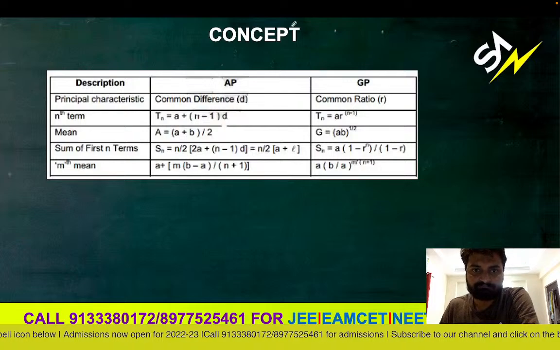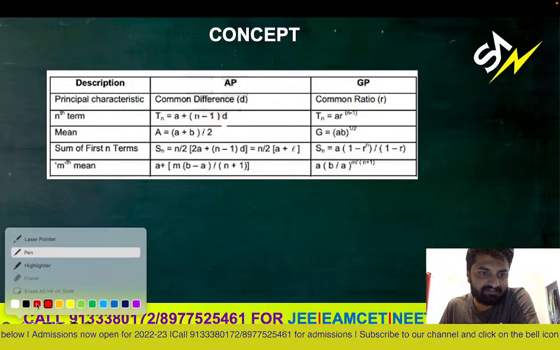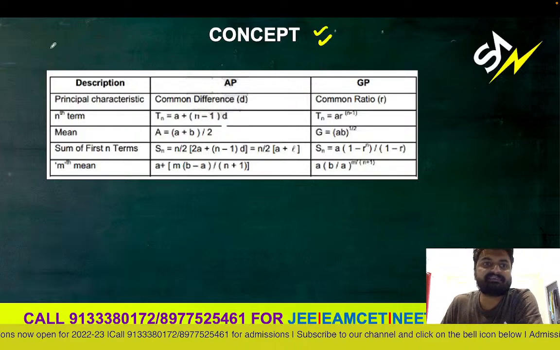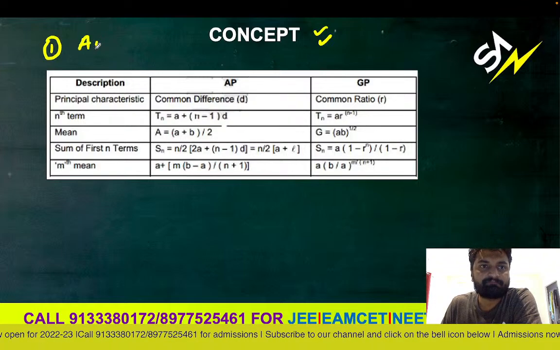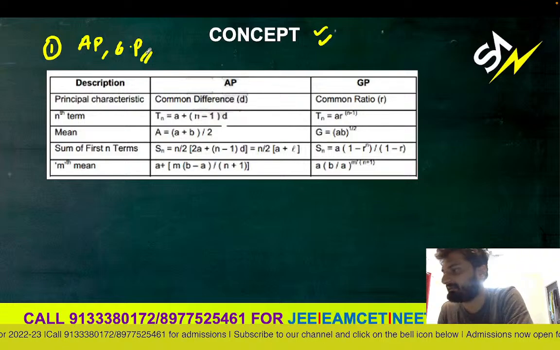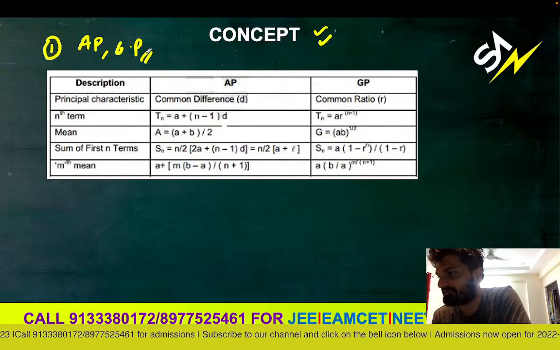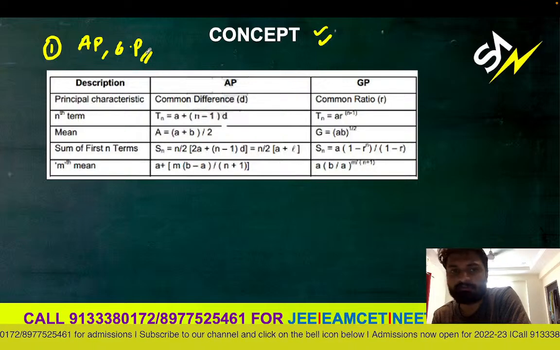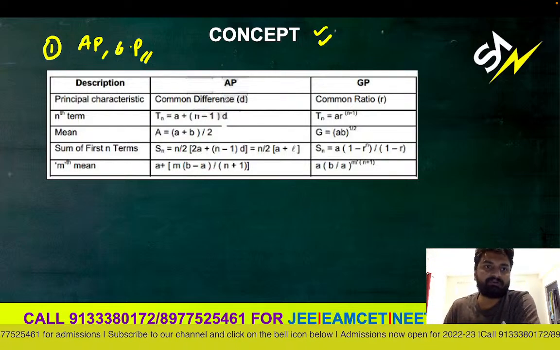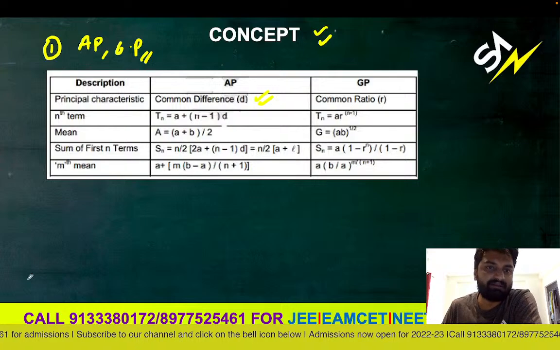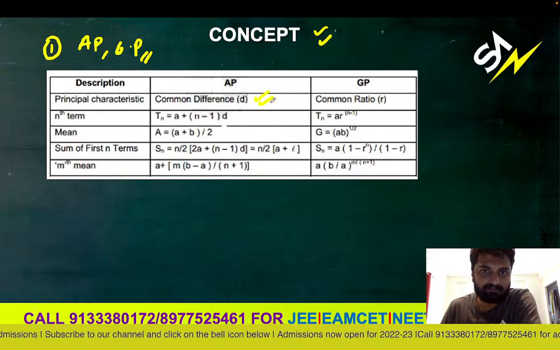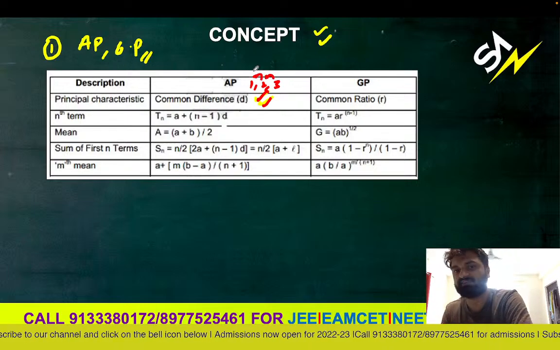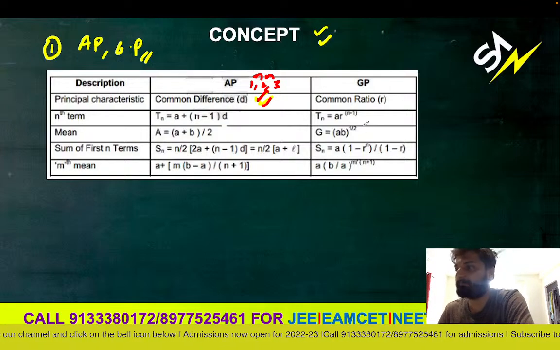First, let's try to understand the concepts which we are dealing with today. Sequence and series, there are two parts. First is AP, GP type. So first we will learn AP, GP. All of us will try to learn the difference between arithmetic progression and geometric progression. Arithmetic progression, the principal characteristic is there is a common difference. That means if you have 1, 2, 3, it's AP because the difference between any two numbers is the same.